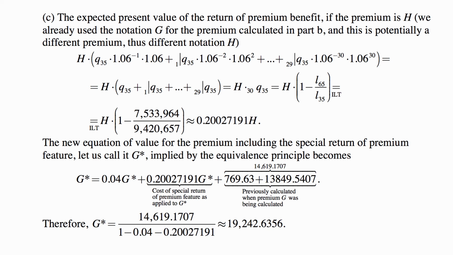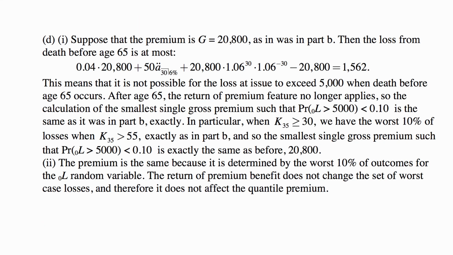G star. It pays for 0.04 G star plus this new 0.2 roughly of G star plus previously calculated when premium G was being calculated, all the other unrelated to premium parts really. And then from that, G star is 14,619.1707 divided by 1 minus 0.04 minus that roughly 0.20, and that ends up being 19,242.6356.